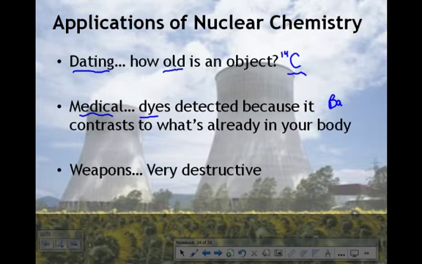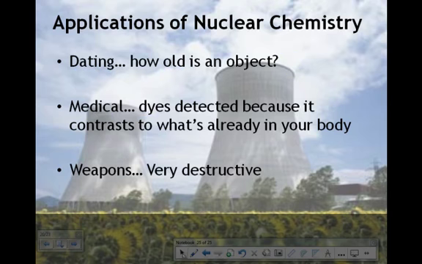Another application is in weapons. The nuclear weapons tend to be very destructive because they release a tremendous amount of energy. I'll take you through the calculations in just a minute so you can see how much energy, but we're talking for atom bombs on the order of 180 mega electron volts, and then for fusion bombs or hydrogen bombs even more than that.